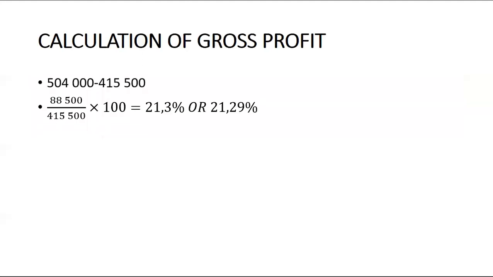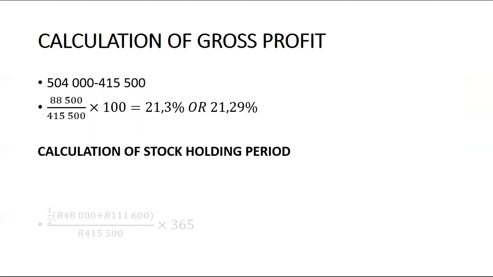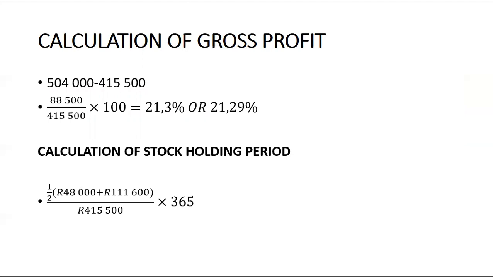Gross profit is just sales minus cost of sales, and you will simply take your gross profit divided by cost of sales to calculate your gross profit percentage. Stock holding period, remember from the previous, it's average stock over cost of sales. Your average stock is your opening balance, which was 48,000, plus the closing balance that we just calculated of 111,600. You find the average, you divide that by 2, and you divide the whole thing by cost of sales, multiplied by 365. It'll give us 69.35 days.